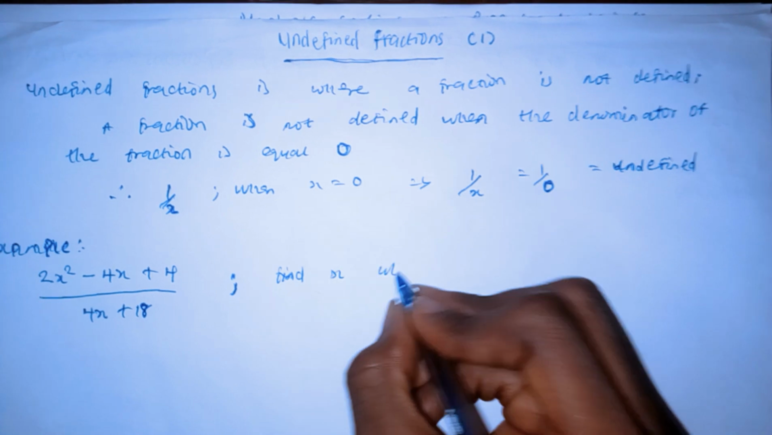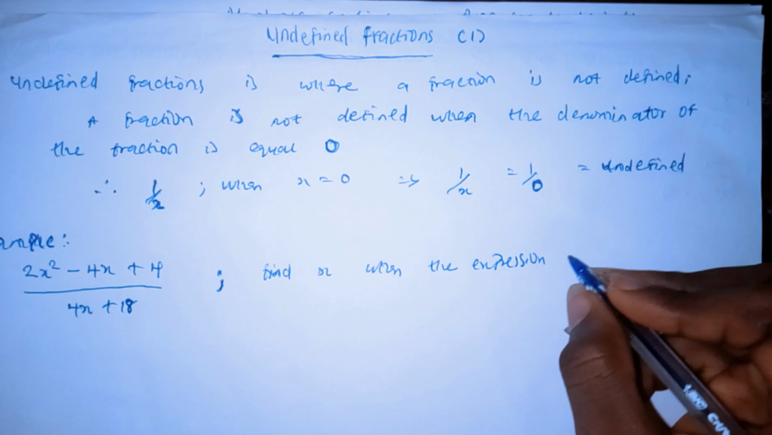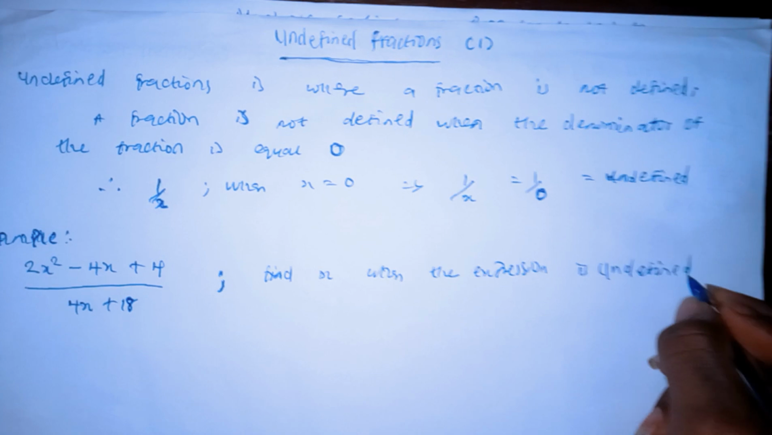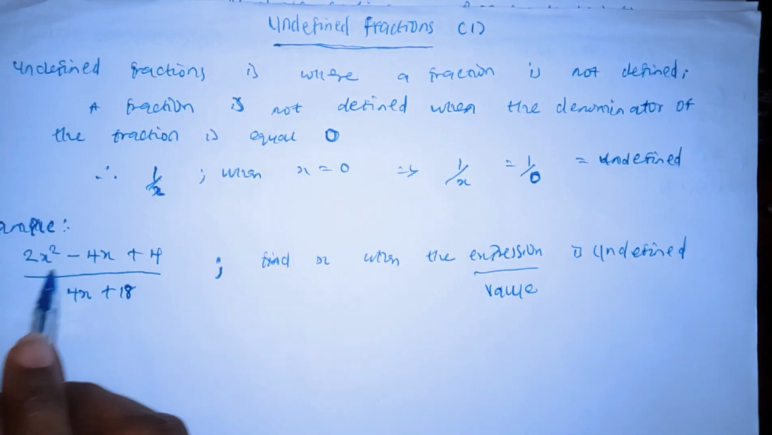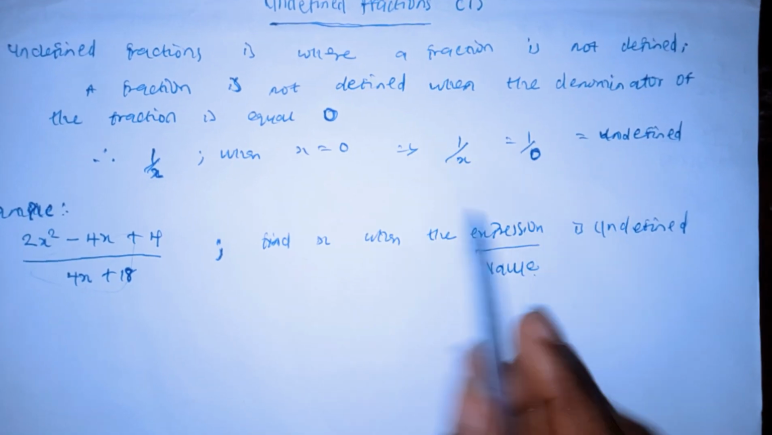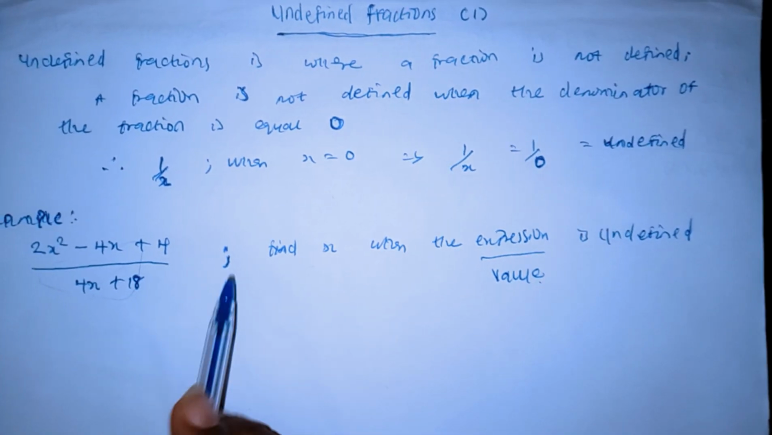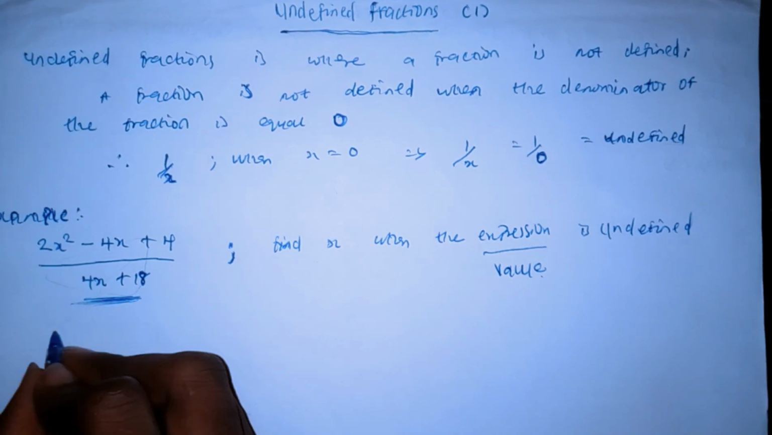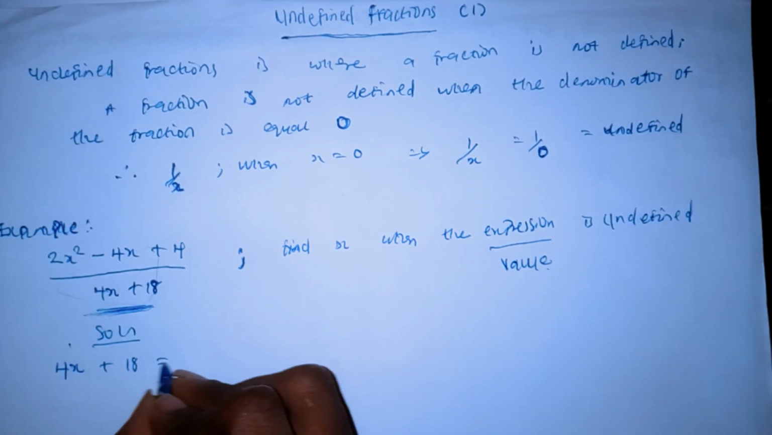find x when the expression is undefined. By now you're supposed to know what an expression is. Expression here is also called value, when the value of this arithmetic operation, after you perform it, is undefined. From the definition, an undefined fraction is where the fraction is equal to 0, and what makes the fraction equal to 0? The denominator is what makes it equal to 0. The solution is that the denominator here will be equal to 0.